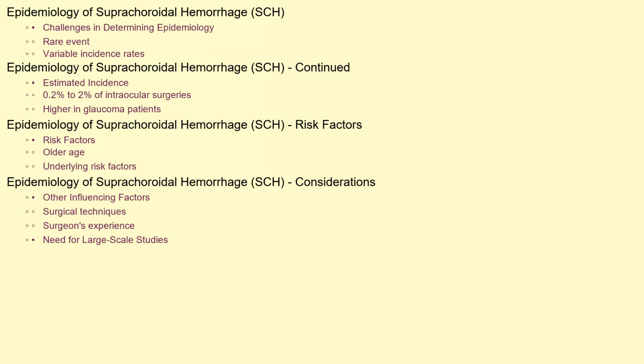Determining the exact epidemiology of suprachoroidal hemorrhage is difficult because it is a relatively rare event, and precise incidence rates vary depending on the population studied and the surgical procedures performed. However, it is estimated that SCH occurs in approximately 0.2% to 2% of intraocular surgeries, especially in glaucoma patients.